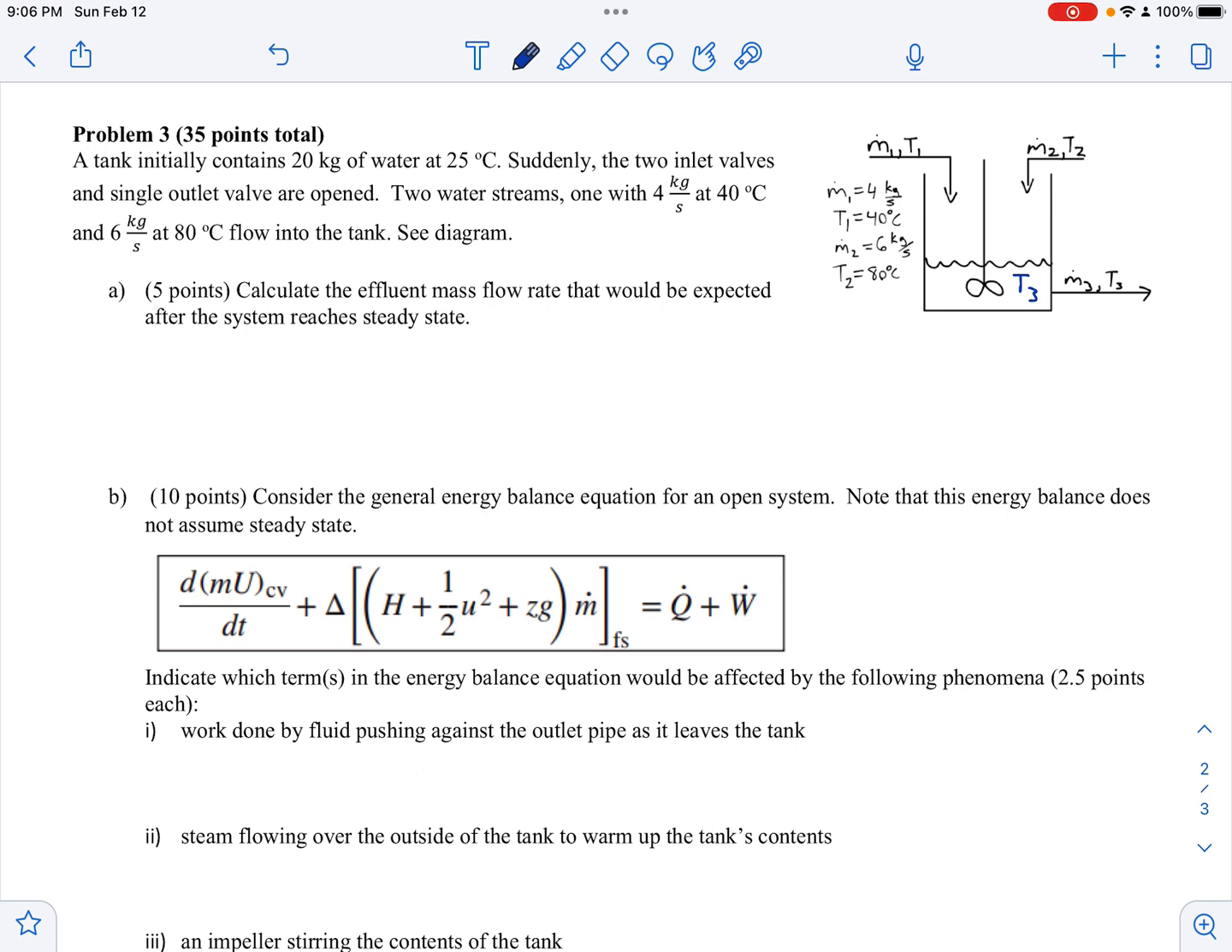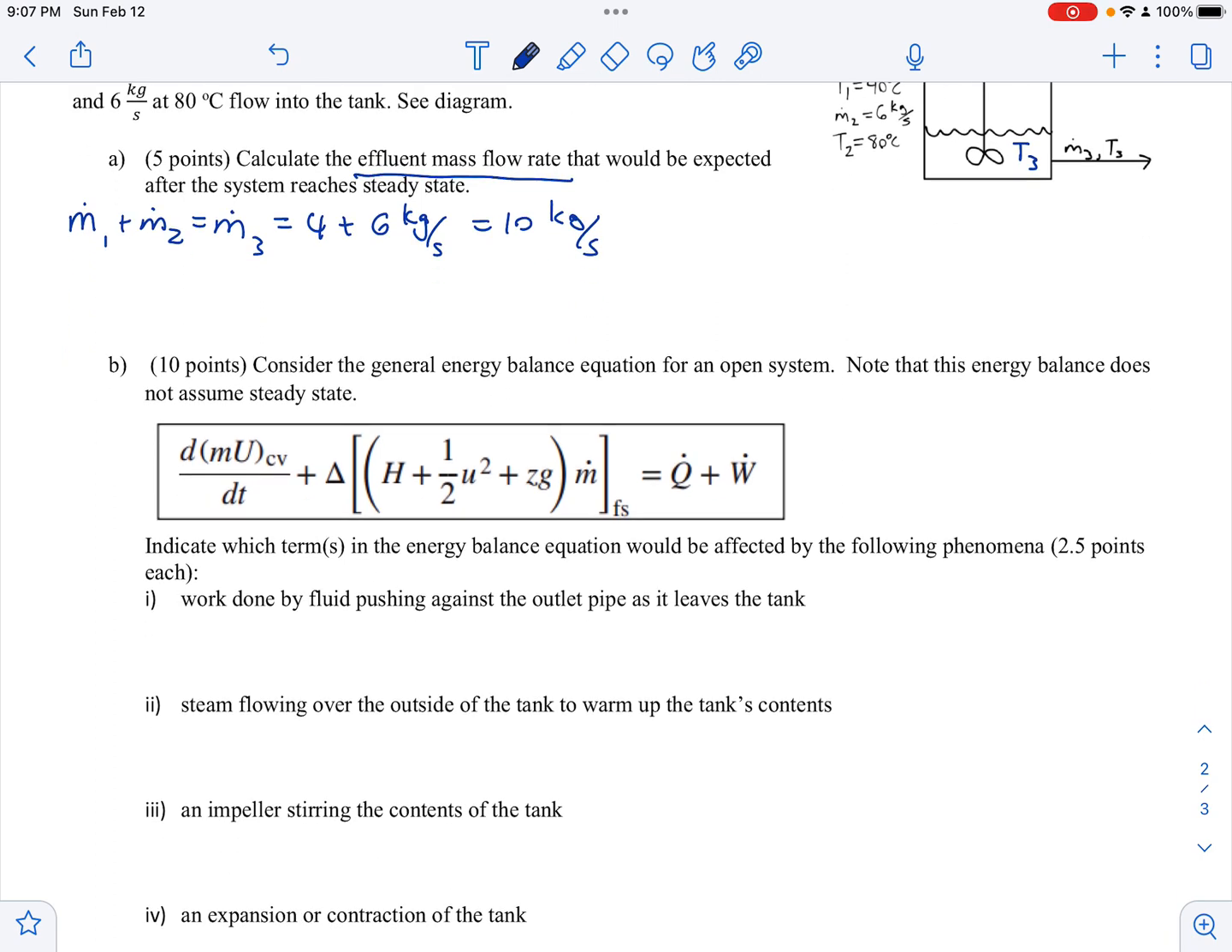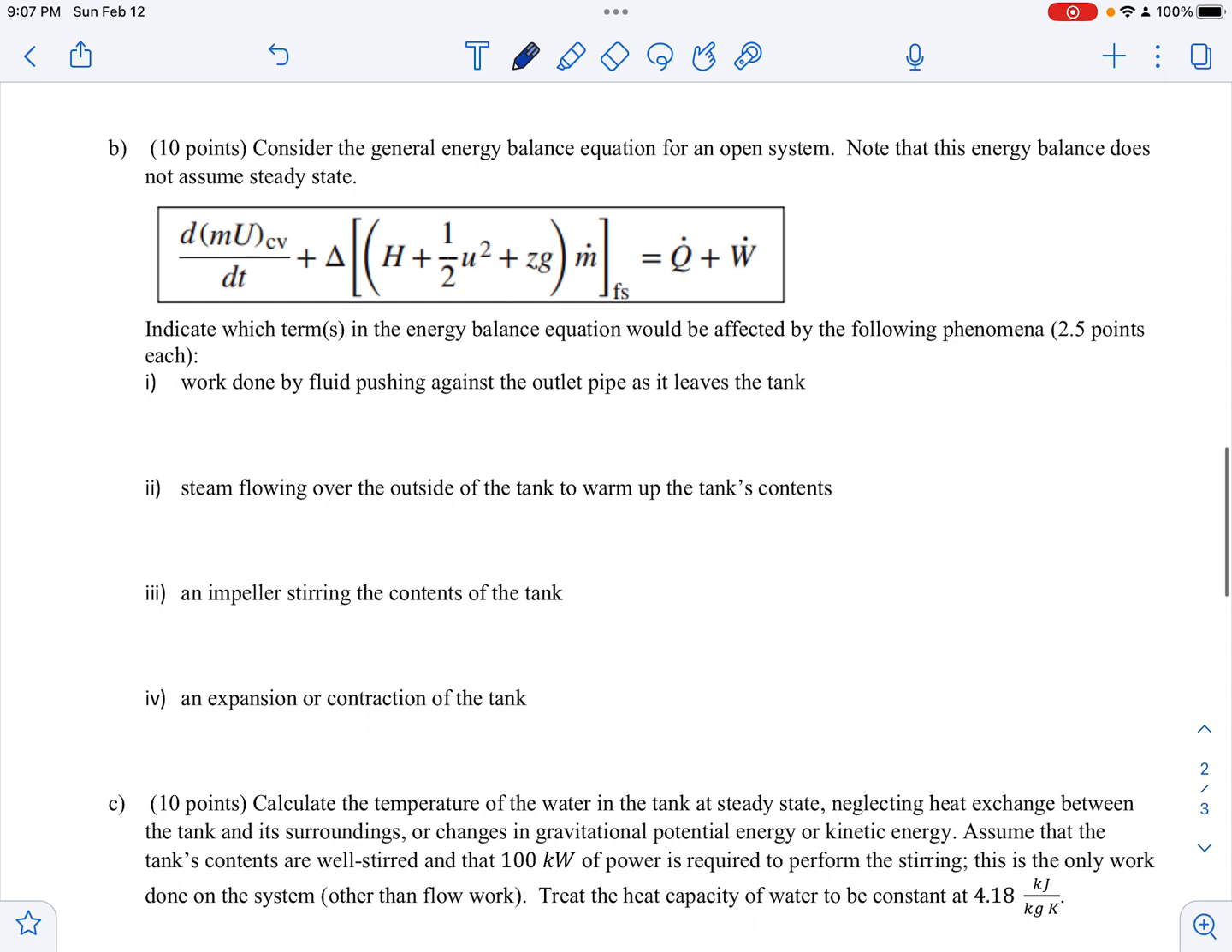Part A says calculate the effluent mass flow rate that would be expected after the system reaches steady state. So at steady state, the inputs have to balance with the outputs. We're talking about masses, which are conserved, so you can't generate or consume. So M1 plus M2 would equal M3, which is just 4 plus 6 kilograms per second, which would be 10. Remember, I advise you not to calculate numbers, but that's pretty easy to calculate.